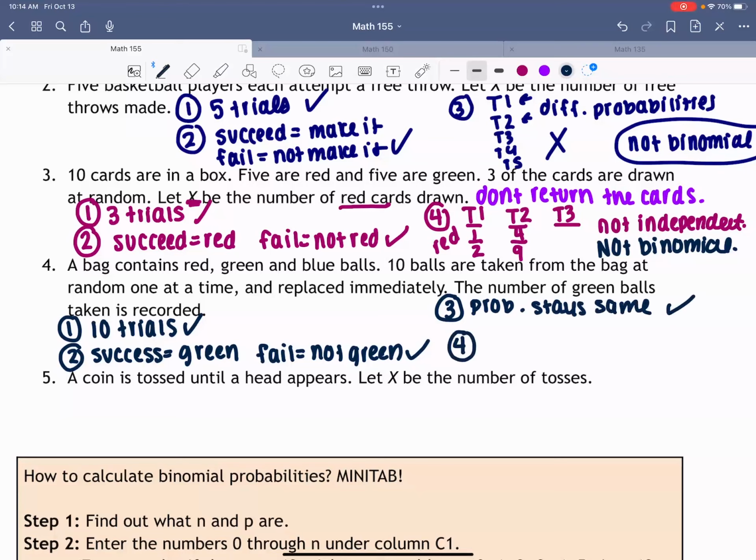Okay. Number 4, do I have this idea of independence? Does one trial affect the other? No, right? I'm replacing the ball each time. So if I get a green ball on trial 1, that's not going to affect the probability of getting a green ball in the second trial, right? So it looks like we have independence. Okay. So do I have a binomial experiment? Yes, right? Okay, this is binomial.